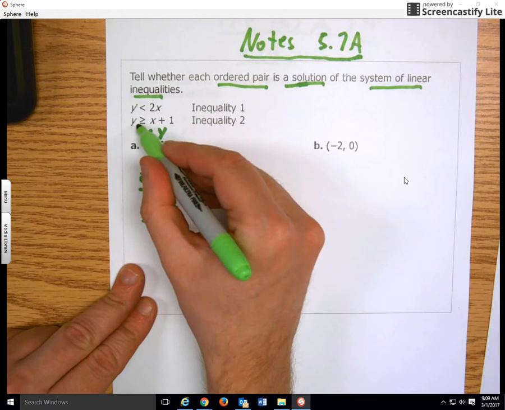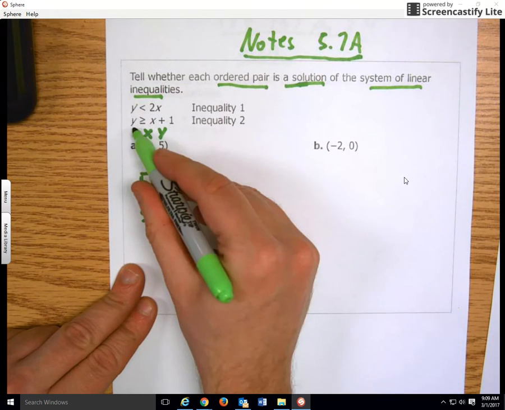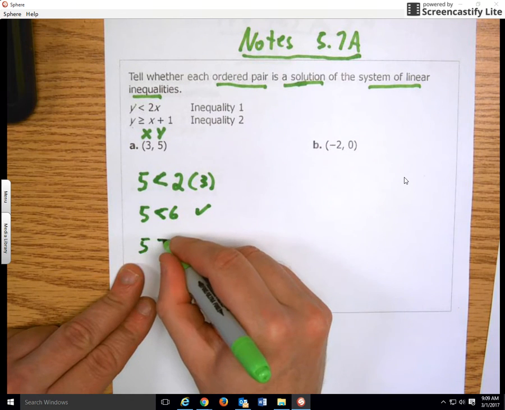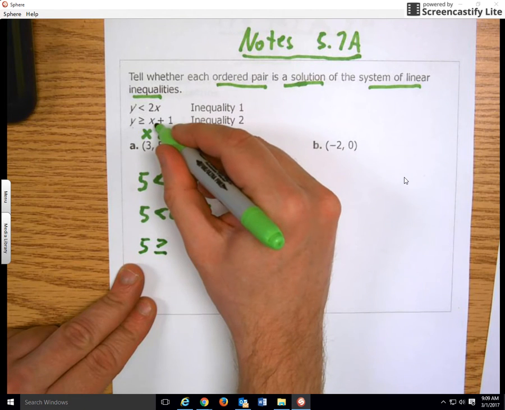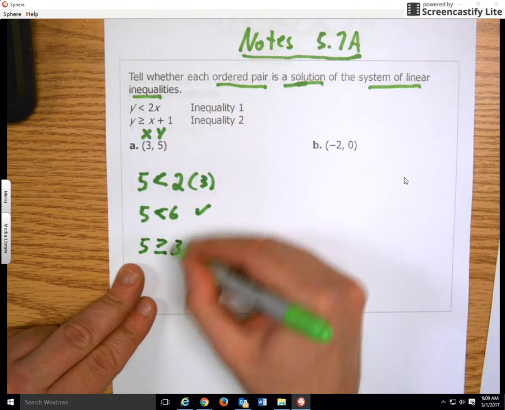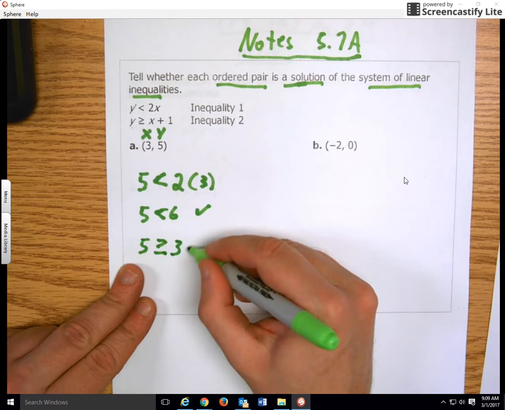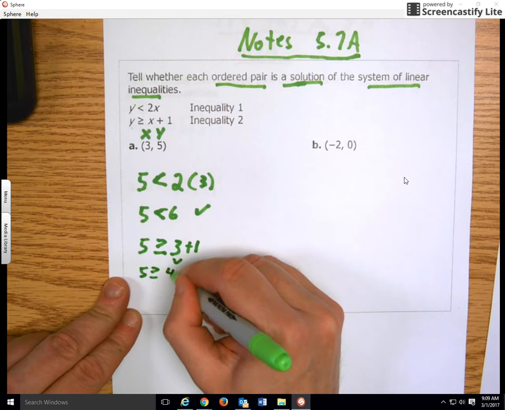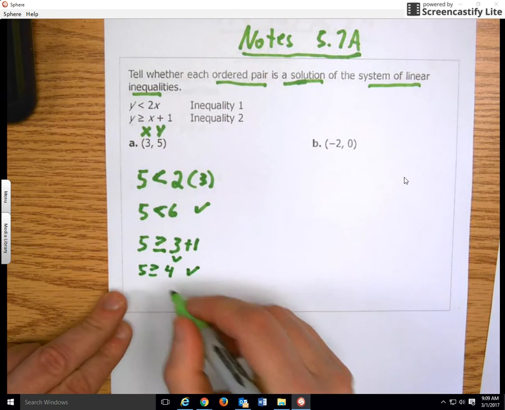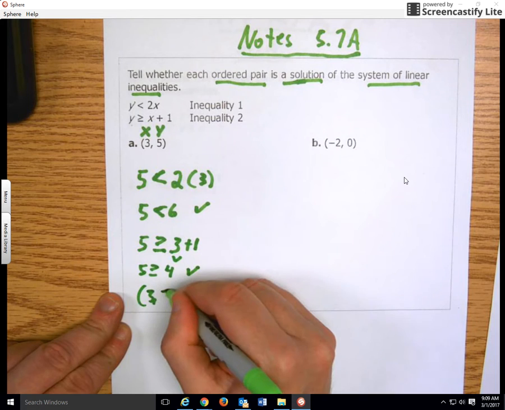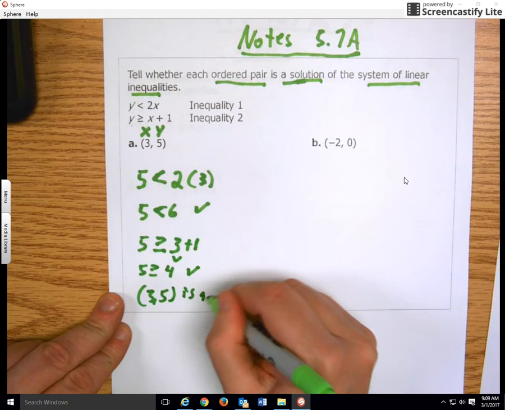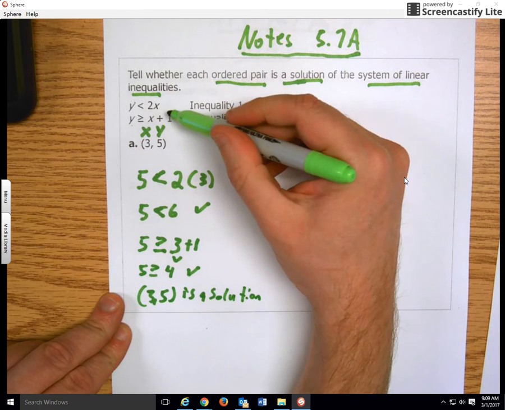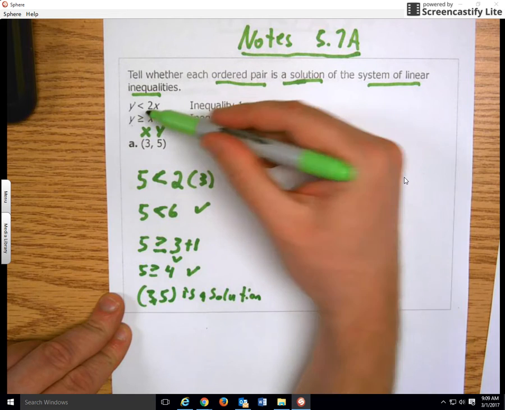Now we got to try it with this inequality. So instead of a y, we'll substitute a 5 because 5 is y. Is greater than or equal to, instead of the x, we'll put in a 3 for the x, and then bring down the plus 1. Is 5 greater than or equal to 4? Yeah, that's true. So I would say that 3 and 5 is a solution. It's because it works for the system, because it works with both inequalities.